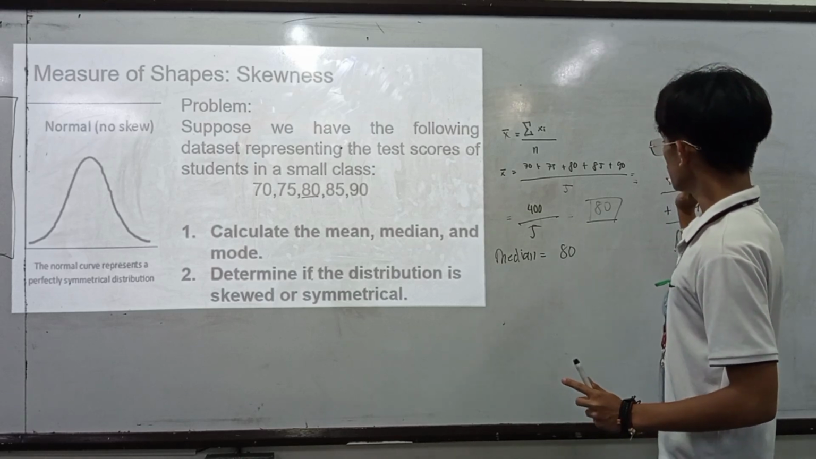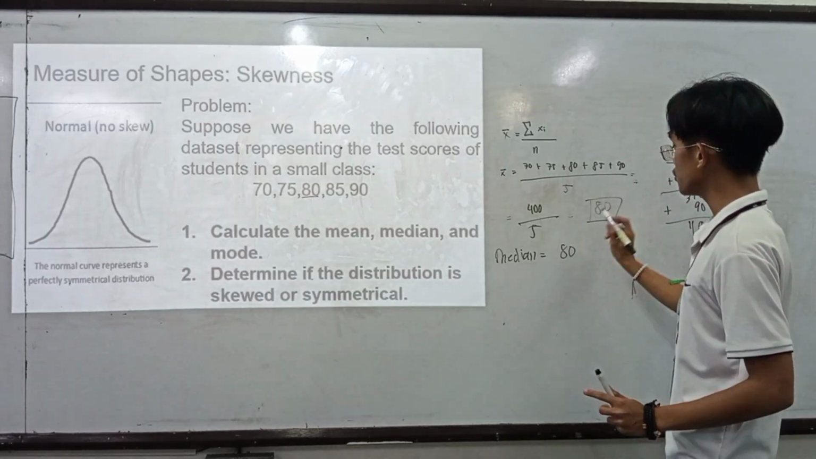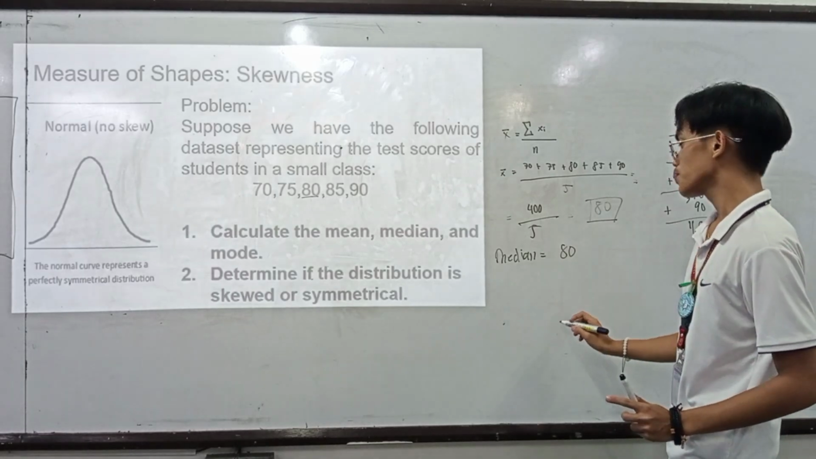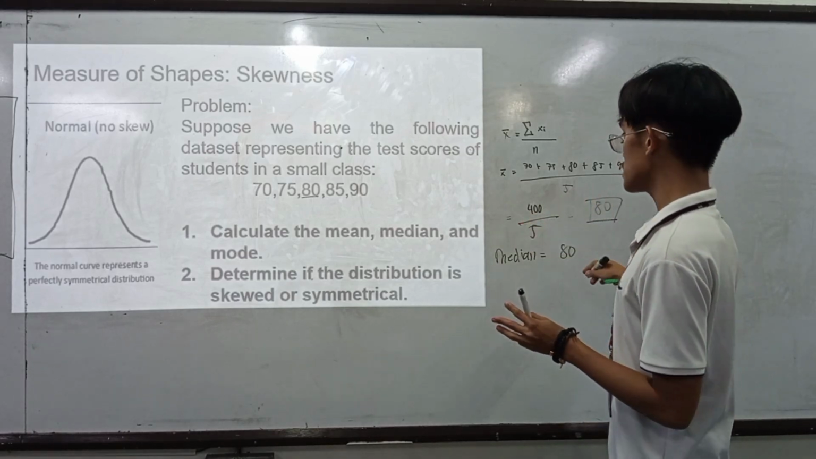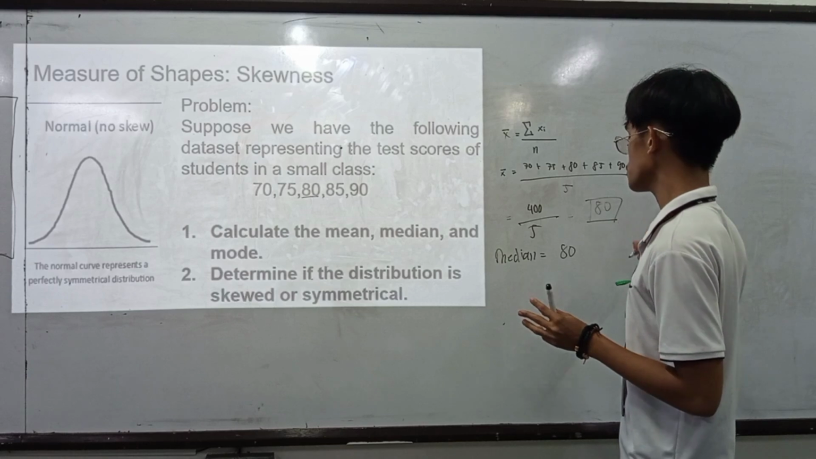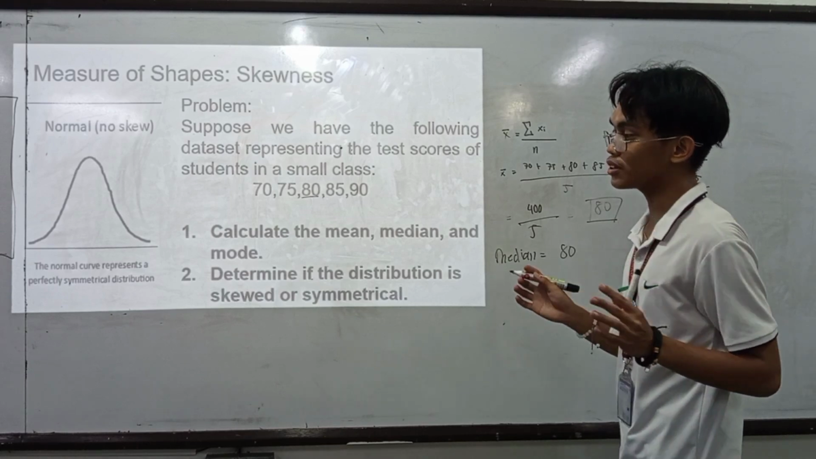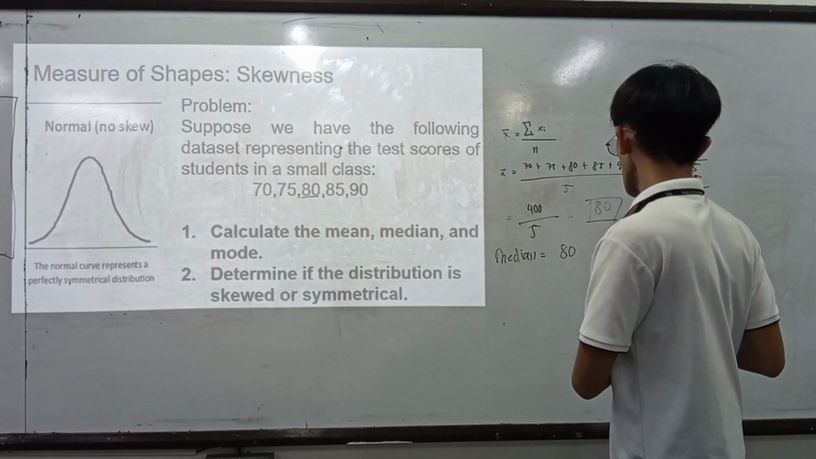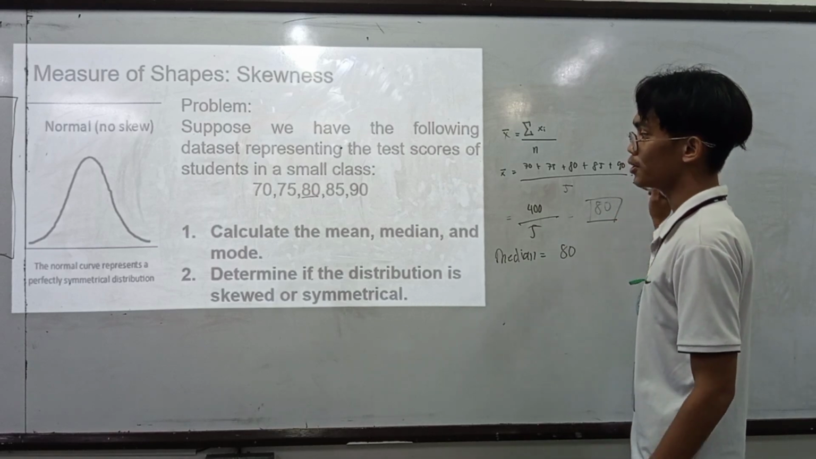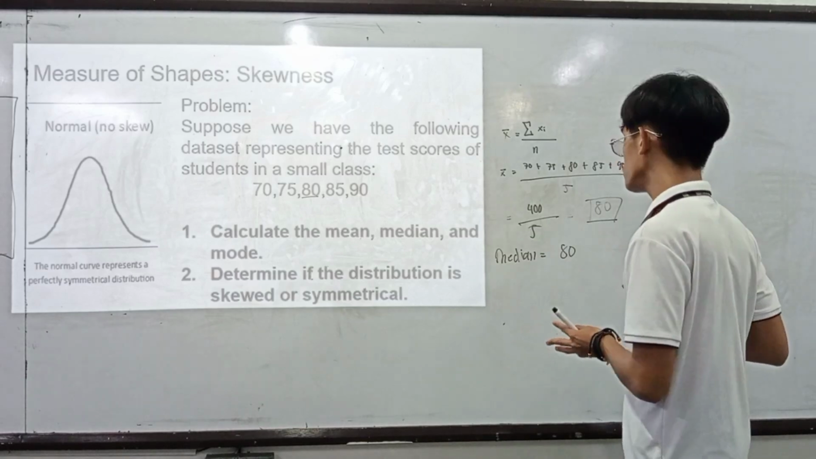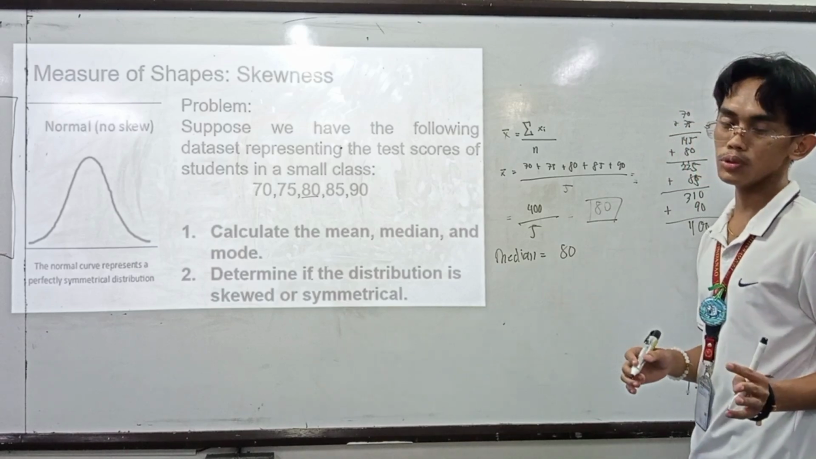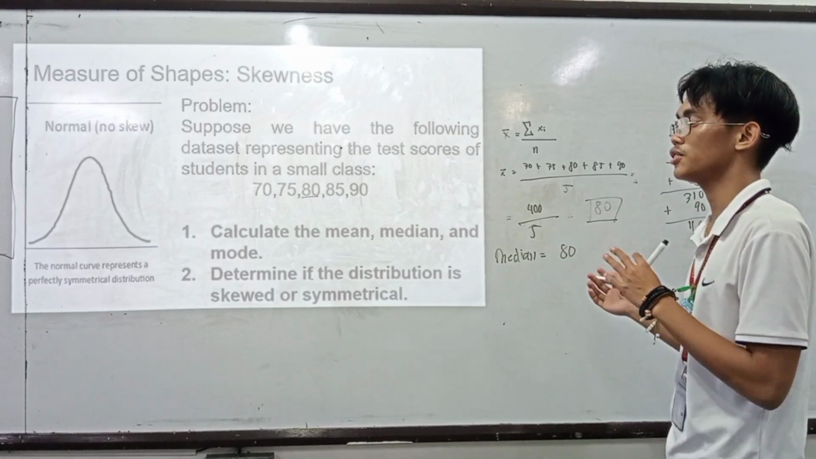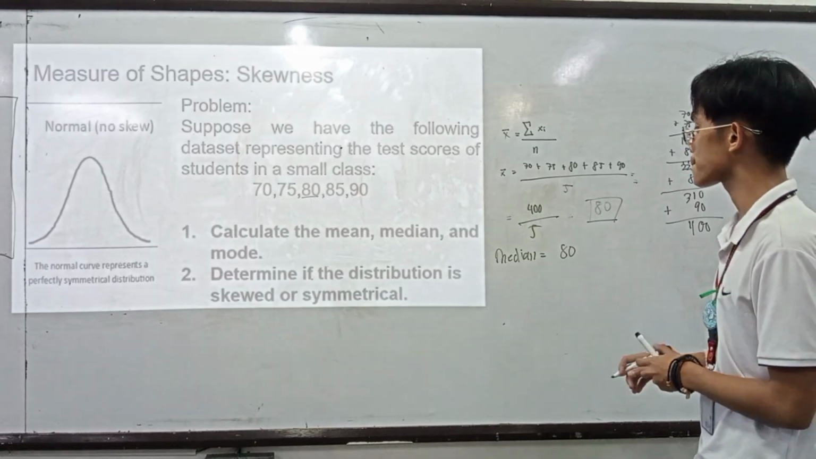Now, the value of the mean and the value of the median are equal. This means that this is a normal skew or even skew, or we should call this a zero skew, because the value of the mean is equal to the value of your median, and that represents your normal skew, or you can call it zero skew.